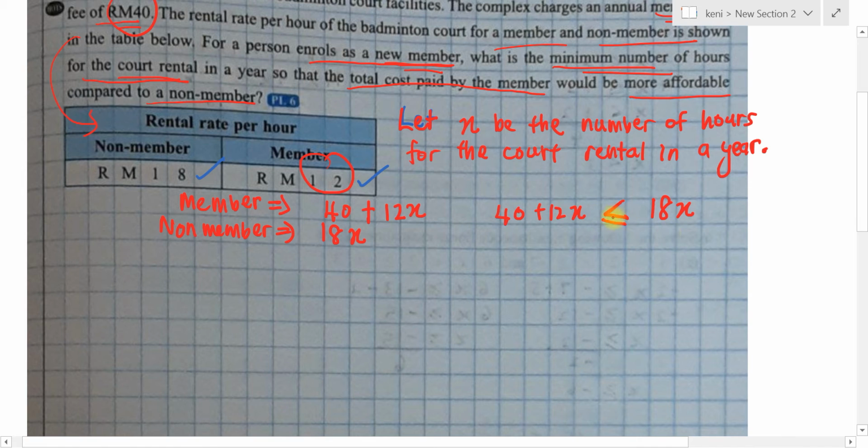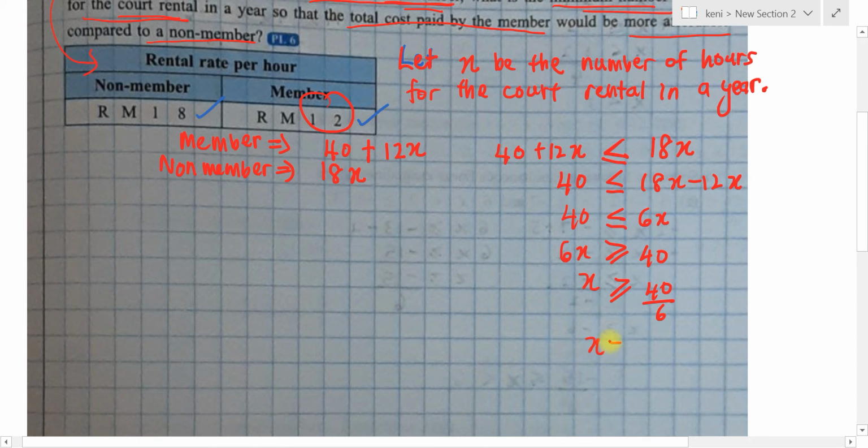When you solve it, 40 is less than or equal to 18x minus 12x. So you get 40 is less than or equal to 6x. I change the position, and if I change the position, the symbol will change. So x must be more than 40 over 6. When you simplify, x is more than or equal to 20 over 3.